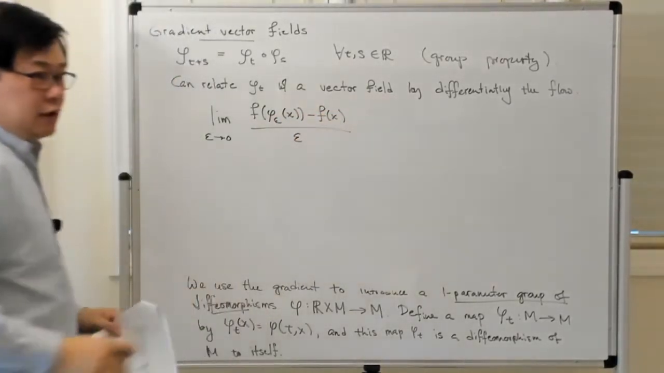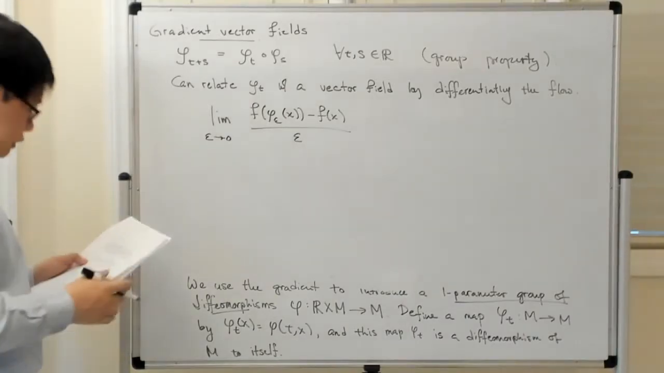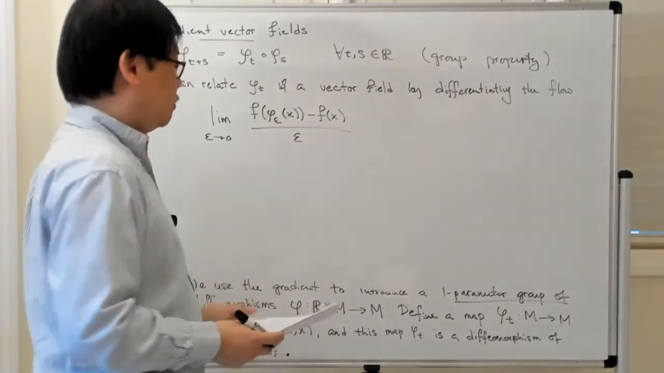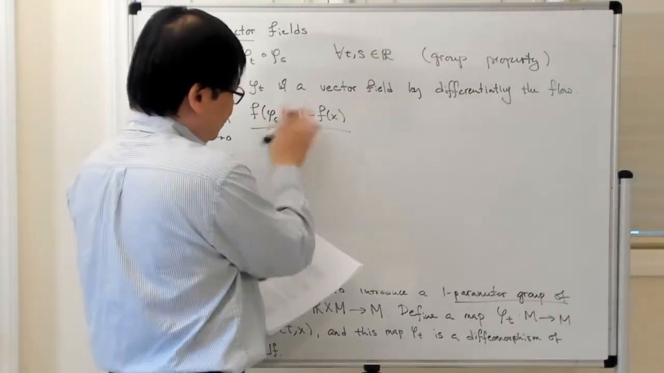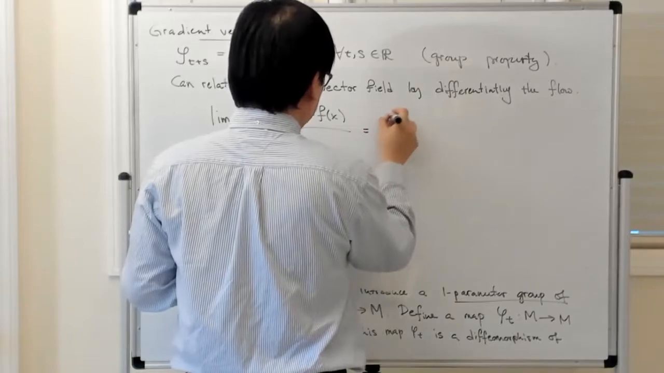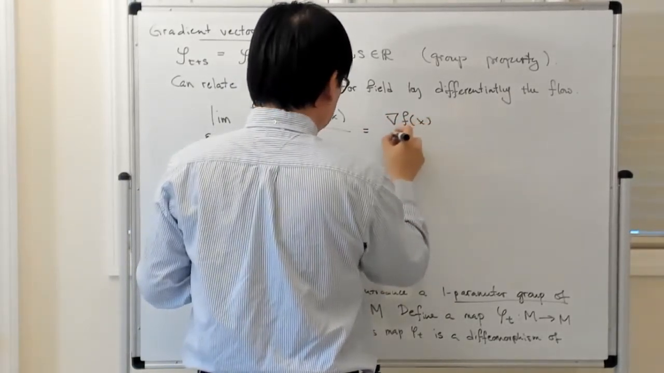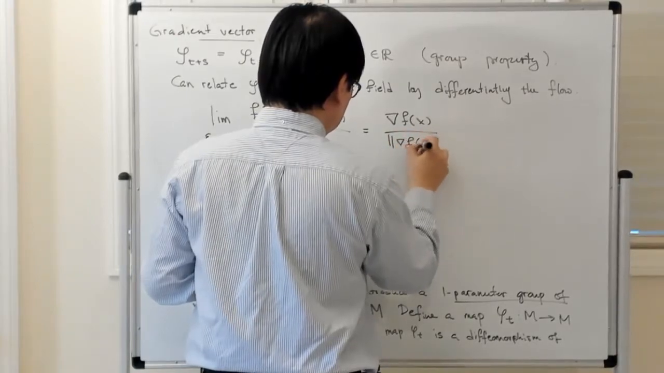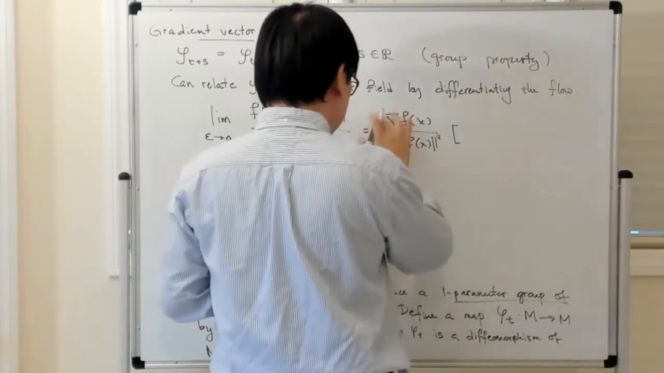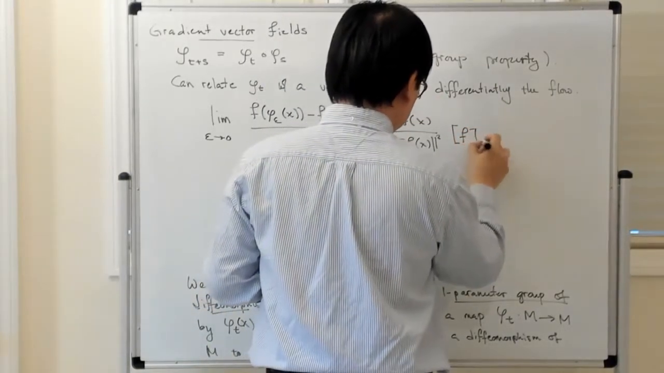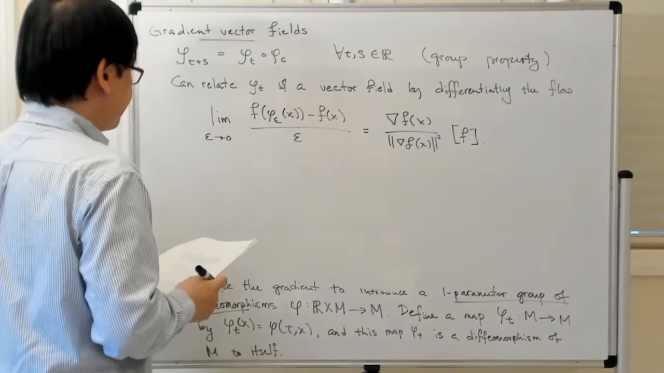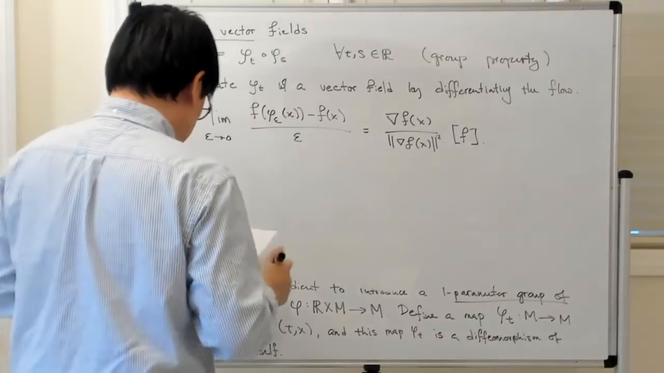So this is just some sort of finite difference, which gives you something like a directional derivative along this one parameter family of diffeomorphisms. And I want to relate this to the gradient of f at the point x, normalized appropriately, and then pair it. So this is just a vector field now, and then I can act it on f. So this is going to define for me now the flow, this group of diffeomorphisms.